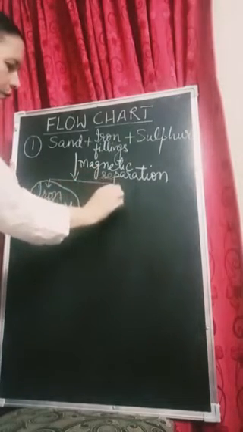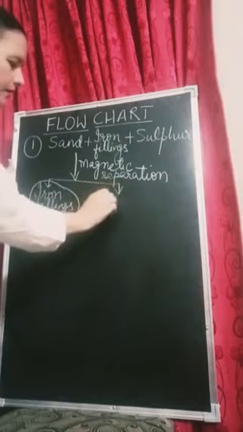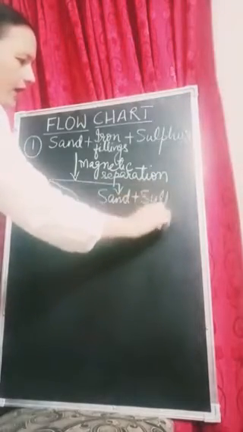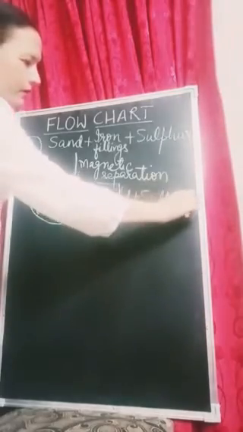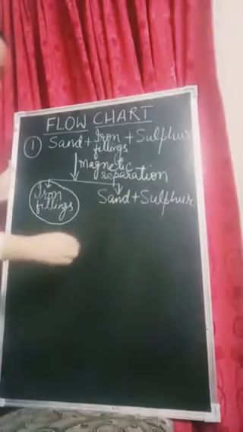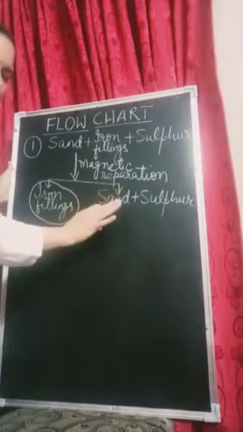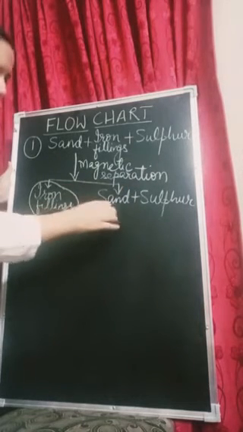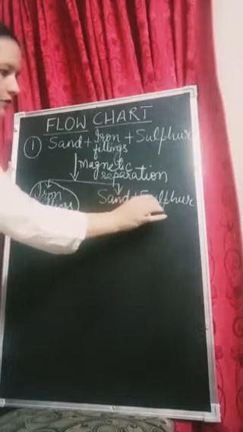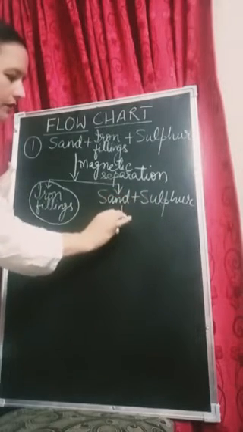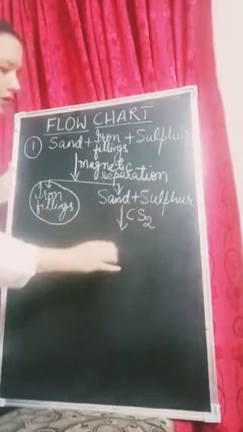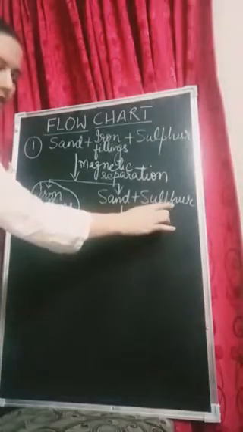Now I am left with sand and sulphur. Now I have to use a proper solvent. Now sand does not dissolve in water. Rather sand is very heavy. It will not dissolve in other solvents also. So I have to think about sulphur. So we will use carbon disulfide. It's a solvent which can dissolve sulphur.